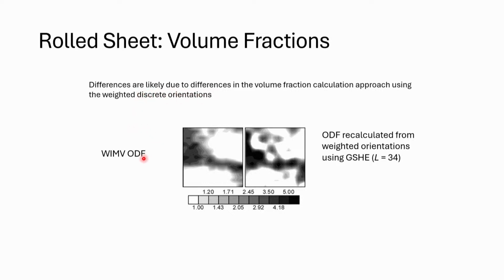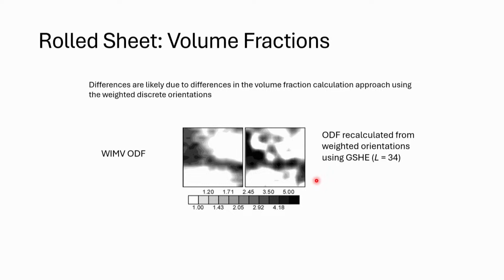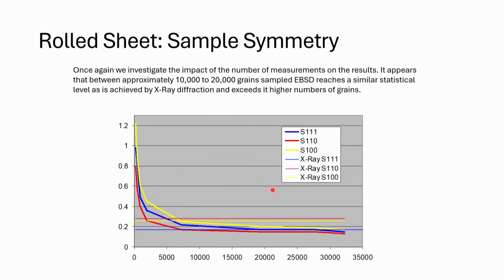So from X-ray data, we can use this WIMV algorithm, which is basically taking individual points and pushing them into a bin procedure like we do with EBSD. Or we can calculate using a generalized spherical harmonic expansion. And then again, whether we're showing the sample symmetry or not is going to make a difference. Remember, we've talked about that.